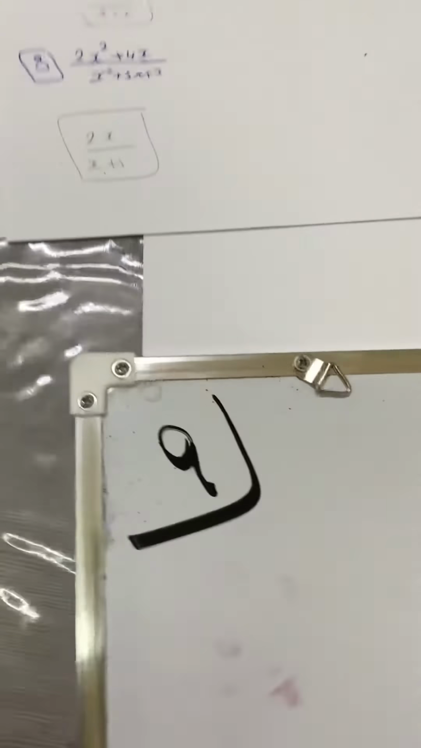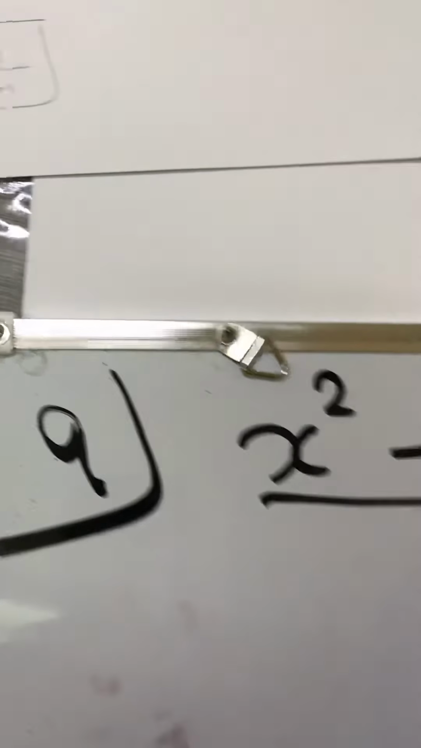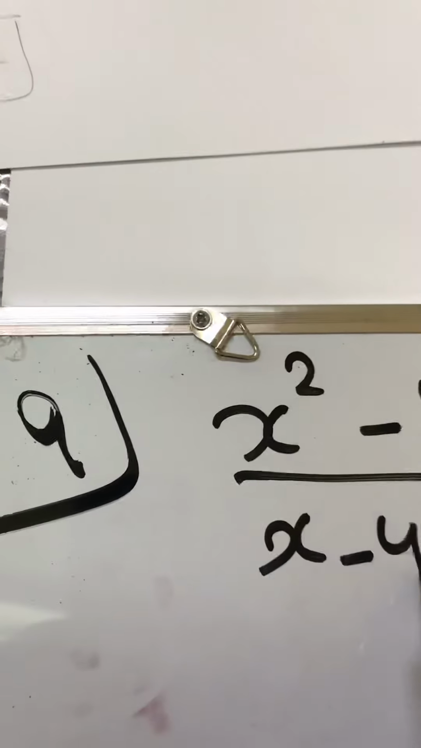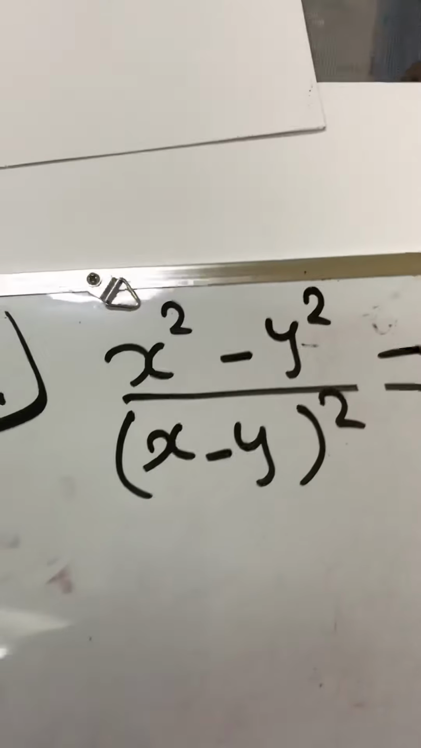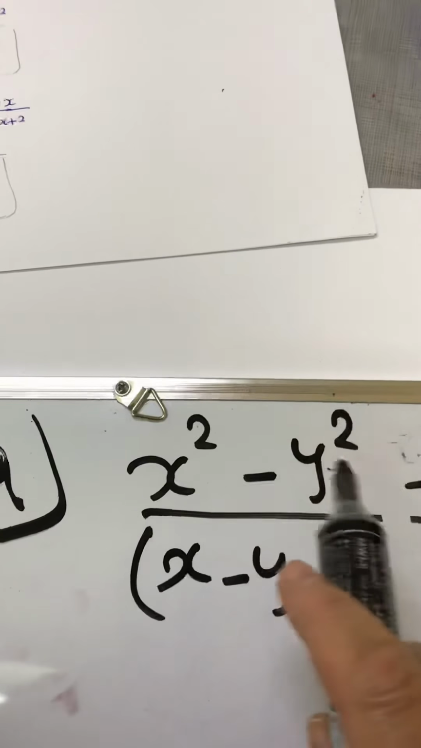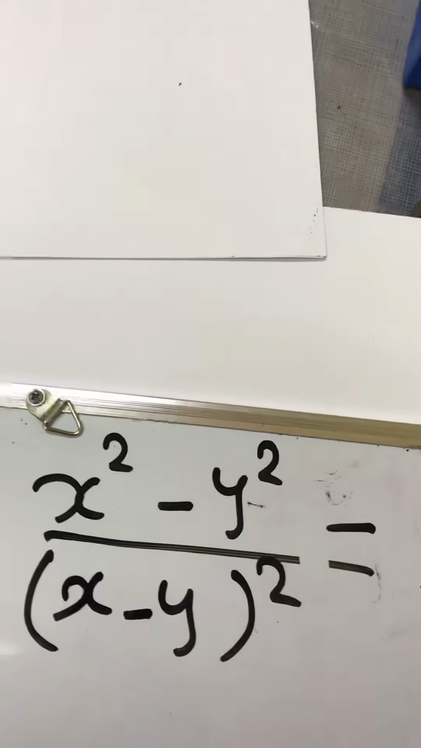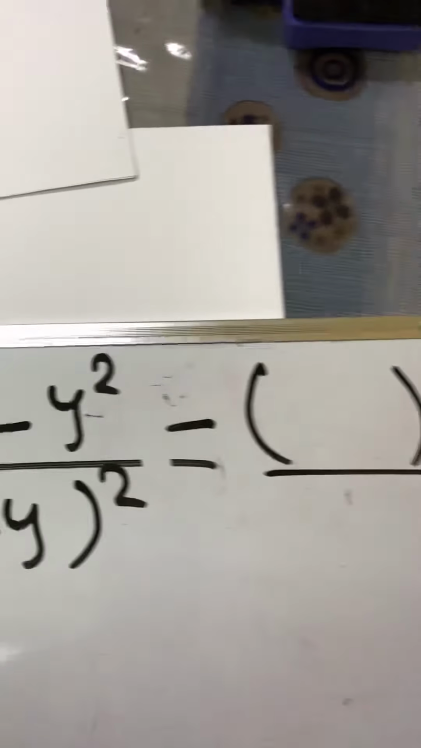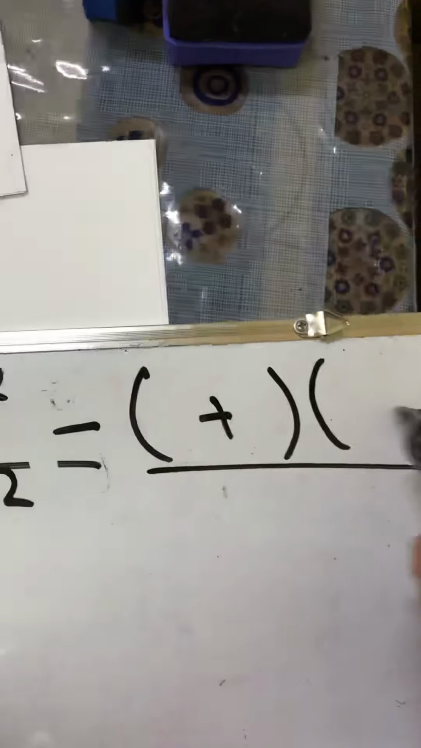Now I'll solve number 9, the same exercise. Number 9, I have attention x squared minus y squared over x minus y brackets raised to the second power. How we can solve this? I'll factorize the numerator. You remember this, 2 terms square, the difference between 2 squares. So I can open 2 brackets, exactly like each other, but 1 positive and 1 negative.